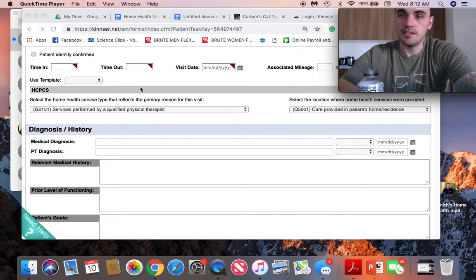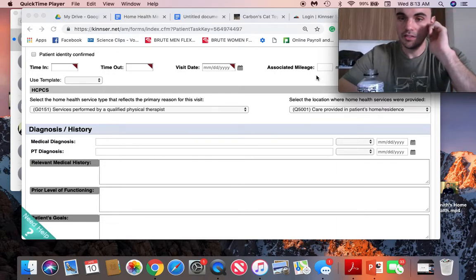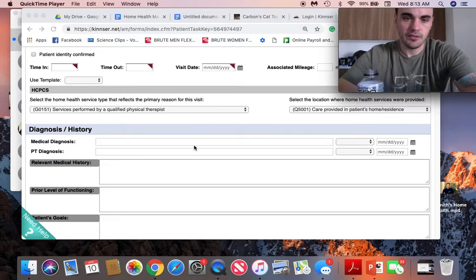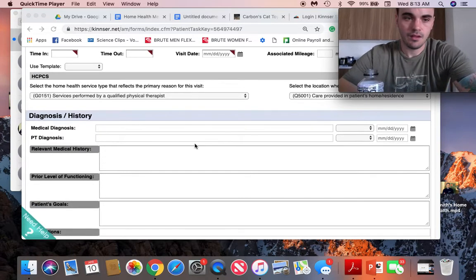I blocked out the patient identity. That way there's no HIPAA violation. You're going to make sure it is the patient, make sure you're seeing the right person. So you want to confirm the patient's identity. You want their time in, the time out, the date, the mileage if you put it in here. For me, I write it down somewhere else. Where the care is provided, the medical diagnosis you can get from the chart, the PT diagnosis.